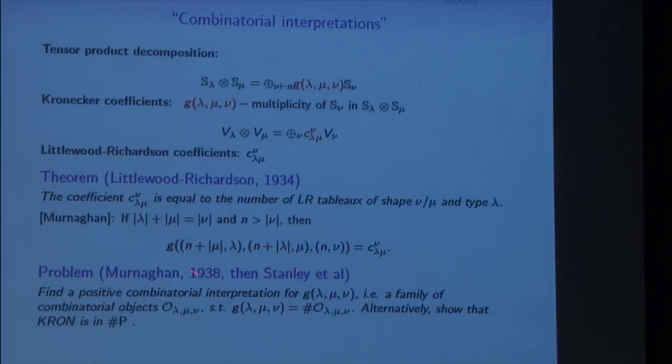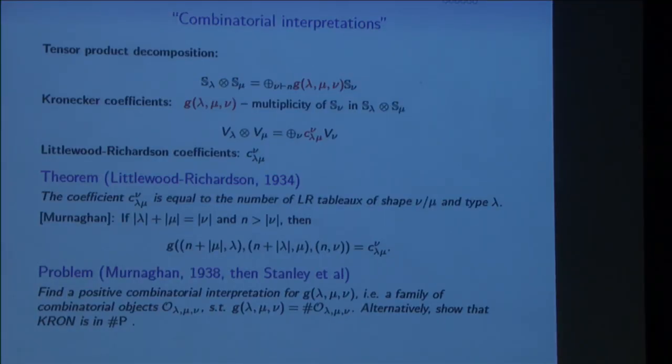So can we find any way of counting this? Given that we already have a combinatorial interpretation for the Littlewood-Richardson, what can we say about the Kronecker? Is there some discrete structure we can count, or if we want to be more precise, can we show that these coefficients are in #P? What we know so far is that they're in GapP. And deciding their positivity is NP-hard, so it's already on the edge of our knowledge. This is basically where we are with this.